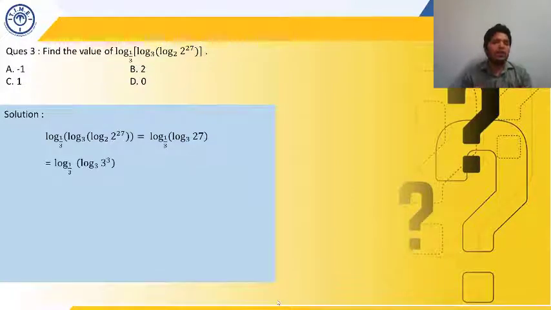Again we can write 27 as 3 cube, because 27 is equal to 3 cube. So the power 3 can be taken outside. It will become thrice of log base 3 of 3. And again the value of log base 3 of 3 is how much? 1. So we can put 1 in replacement of log base 3 of 3.